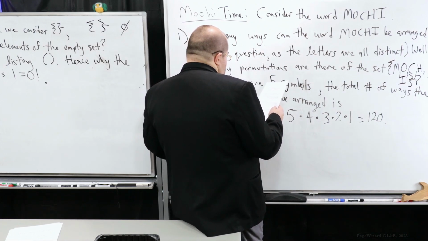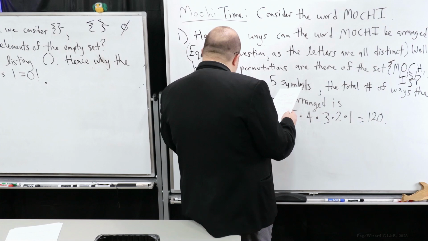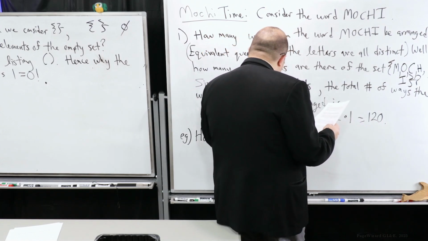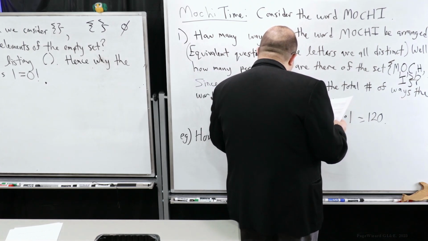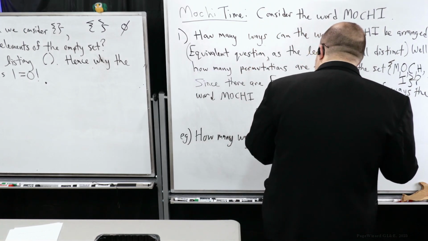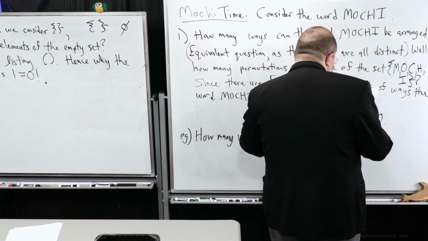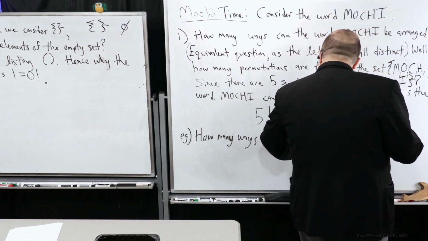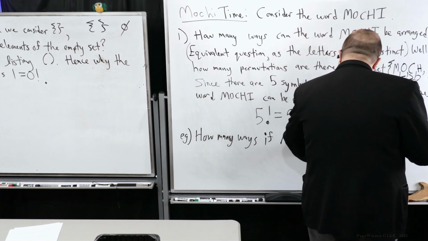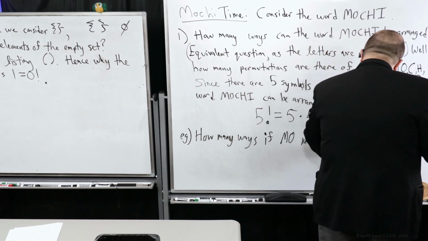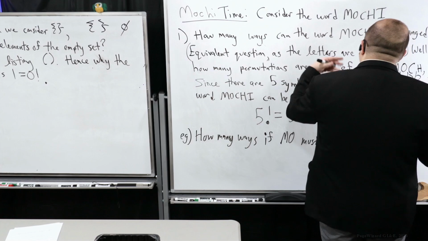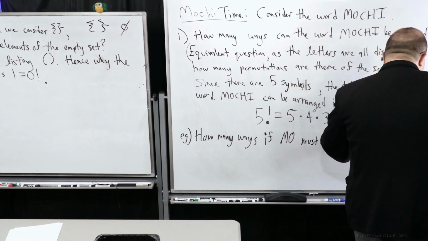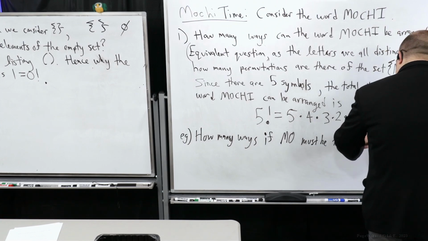Example. How many ways? So we're going to think about the word mochi, how many ways if M and O must be together. I want to know how many ways you can arrange the word mochi if these 2 letters, M-O, must be together in the string.